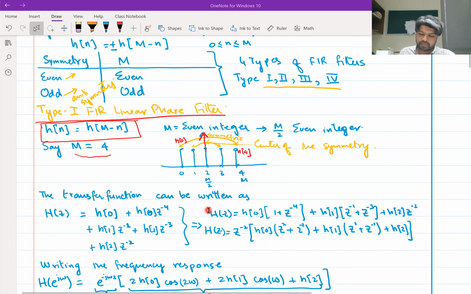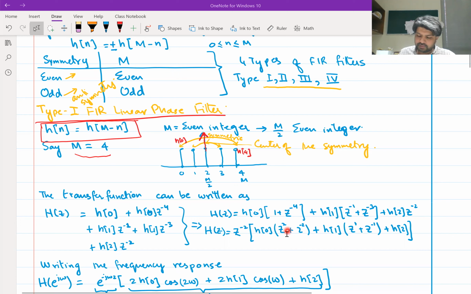Yes, sir. So now we'll take z to the power minus 2 as common. And this is a process जो कि आप फ्रीक्वेंसी डोमेन में बहुत ज्यादा करते रहे हैं. अगर आपके पास 1 plus e to the power j omega है तो आप e to the power j omega by 2 कॉमन ले लेते हैं ताकि आप अंदर वाली जो चीज है उसको साइन और कोसाइन के टर्म में रिप्रेजेंट कर सकें. तो very similar process, आप z to the power minus 2 कॉमन ले लेते हैं इस पूरे entire H of z से.